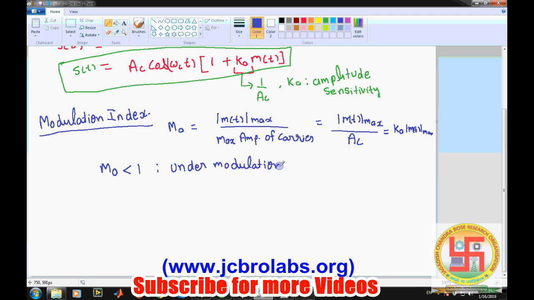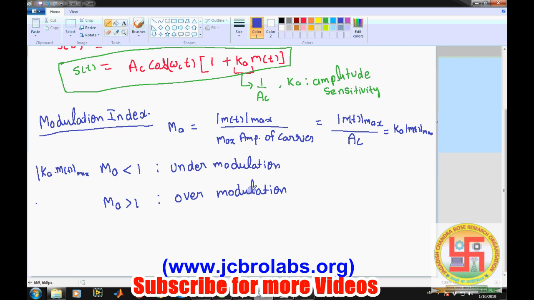This under modulation condition is required, only then can the entire information be recovered back, and we will learn what the meaning of it is through the simulation. If Ma is greater than 1, that is known as over modulation, and in this case the information cannot be retrieved back. So Ma can be written as Ka into m(t) max. That means it should be less than 1 always, and it should not be greater than 1 at any instant of time.